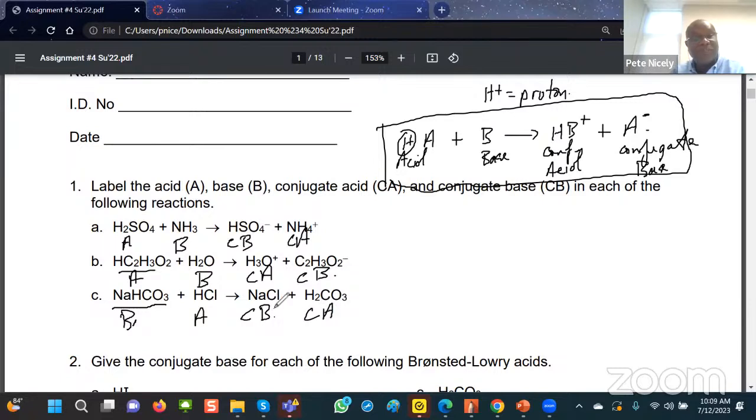Now, strictly speaking, the conjugate base would actually be the Cl minus, right? But since it is combined with the sodium as sodium chloride, I'm just going to put CB here. All right, and that's it. So that's basically number 1.